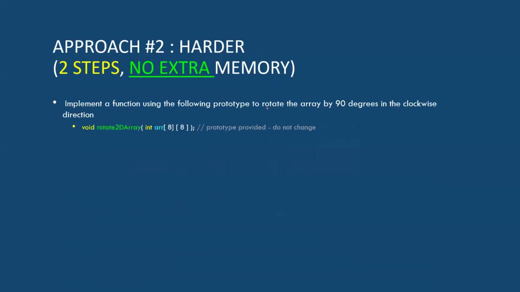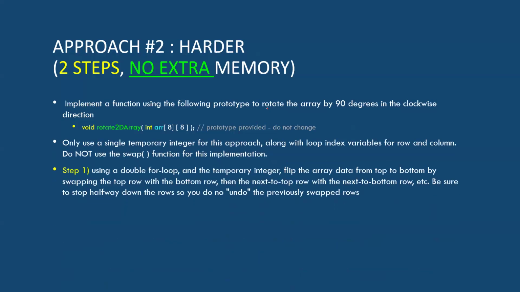So here's another way we can do this, a little trickier, a little harder: we're going to use a double nested for loop, okay? We're going to have a temporary integer, and we're going to flip the array from top to bottom by swapping the top row with the bottom row and then moving inward, and swapping the next to the top row with the next to the bottom row, one value at a time as we go across the rows. That's only half the problem, but that essentially inverts our numbers top to bottom. It's like a vertical flip.